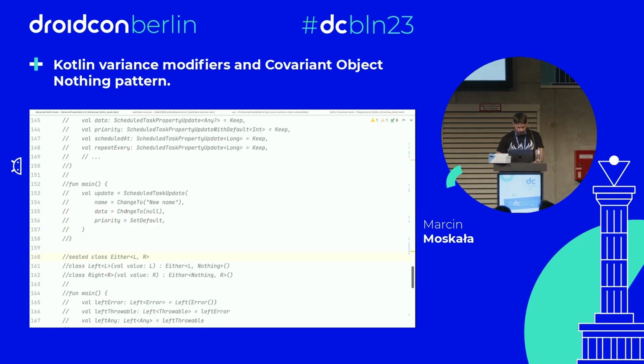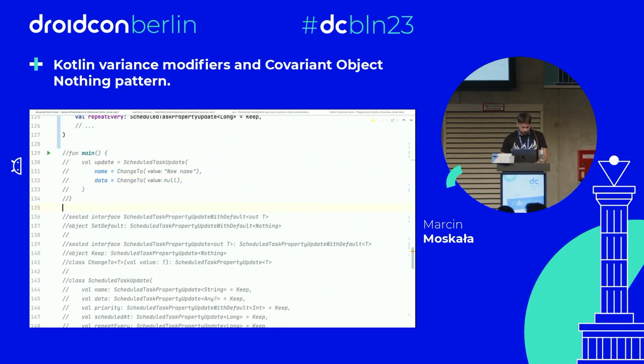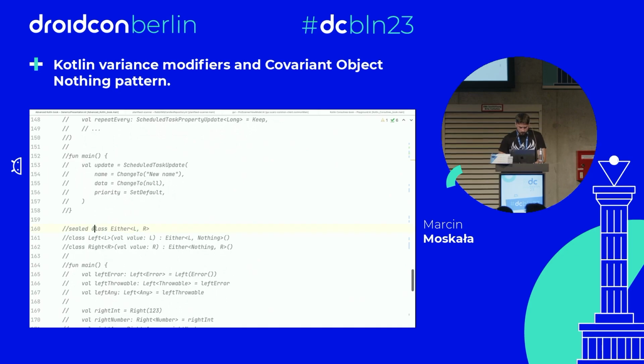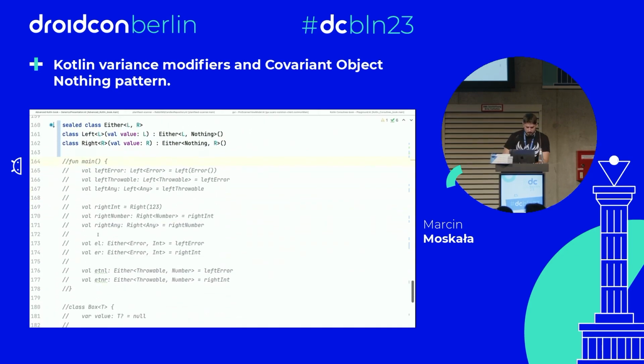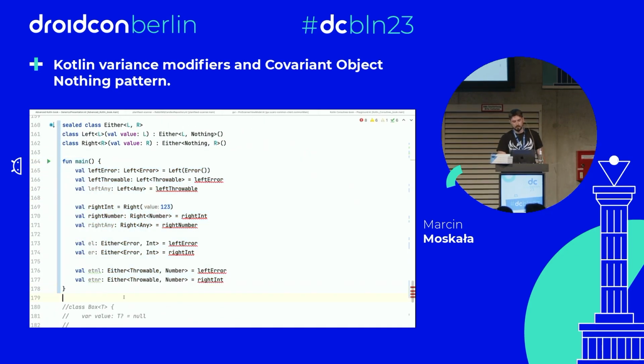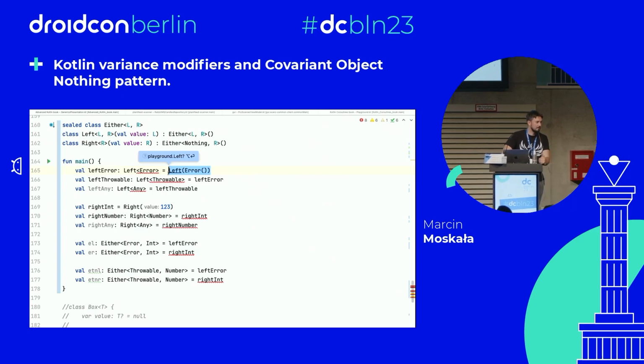Why is it so? Consider the following code samples. First of all, I would want to create Left. This is already with Nothing here. If there were Left and Right in here, that would be very problematic for me, because I wouldn't be able to create Left without specifying the Right type. That would be very problematic.